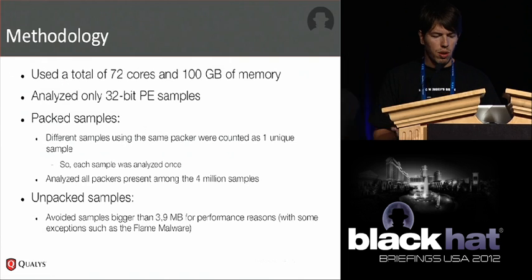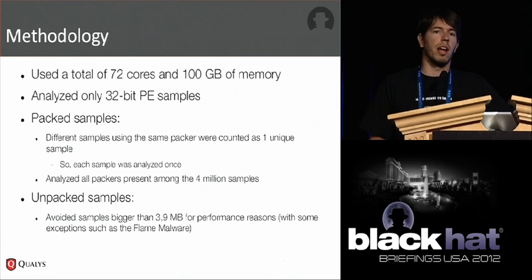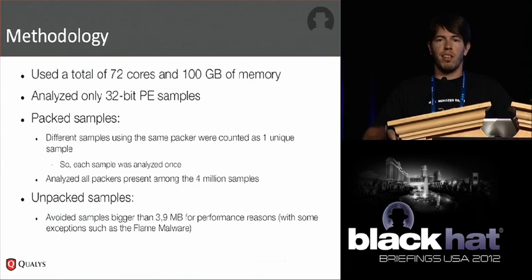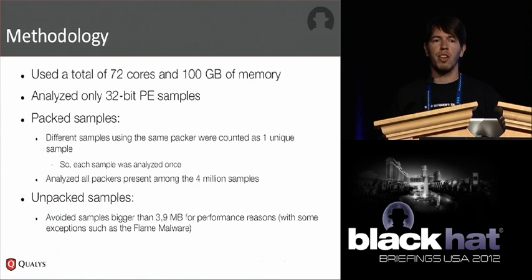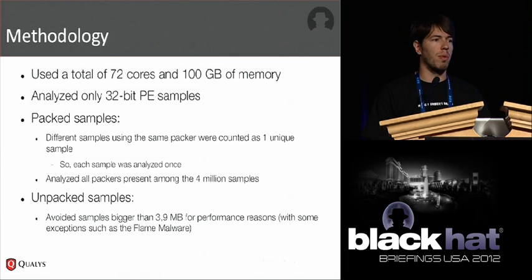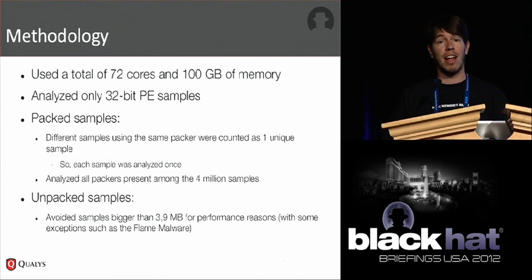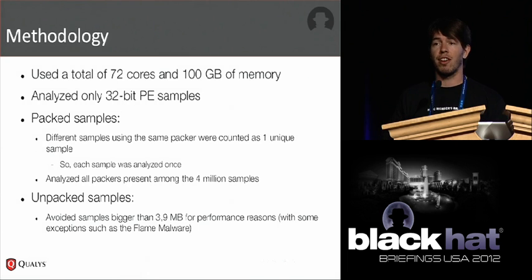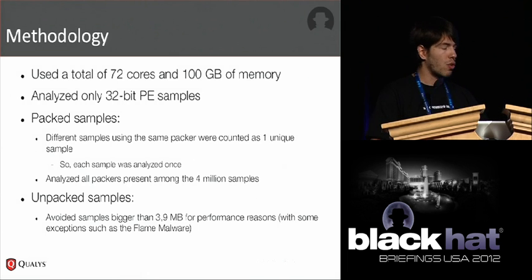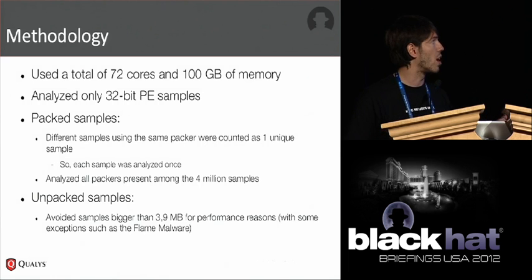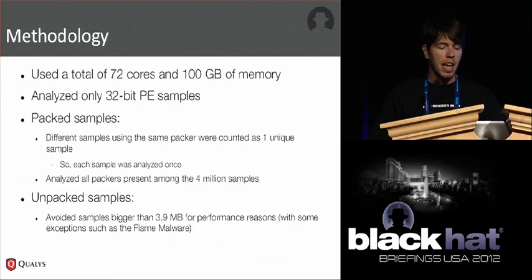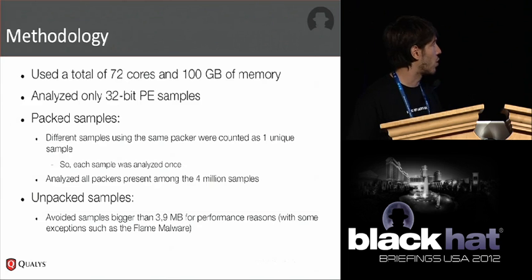Okay, guys. As you probably noted, this research involves much more than the system that we use. In this research, we mentioned that we are focusing on the static analysis and on the protection mechanisms of the malware samples. For that, we used 72 cores in different machines, of course, 100 gigs of memory, and we analyzed only 32-bit PE files. That's what we covered in this talk.